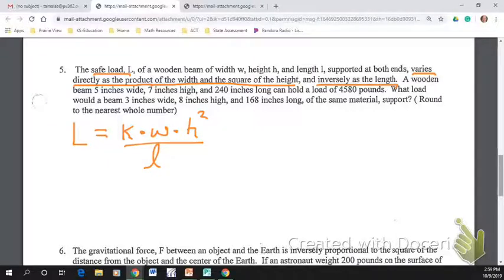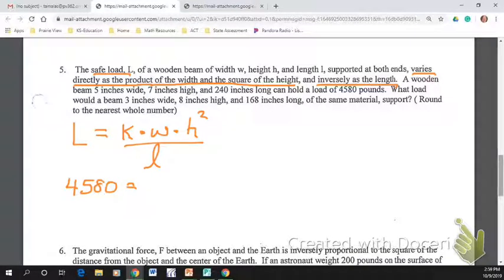All right, so let's see what they give me. It says a wooden beam 5 inches wide, 7 inches high, and 240 inches long can hold a safe load of 4,580. So they pretty much gave me everything but K there. So my safe load is 4,580.